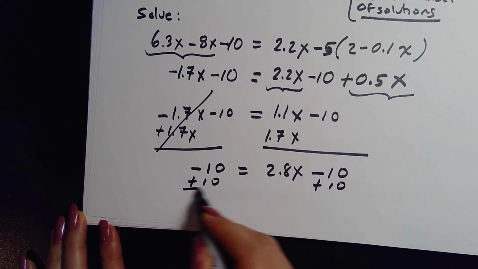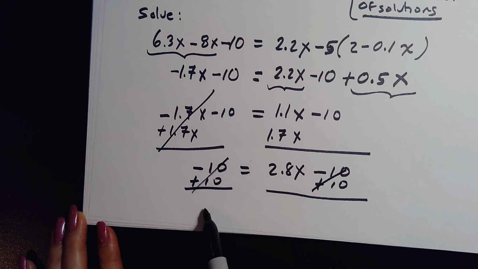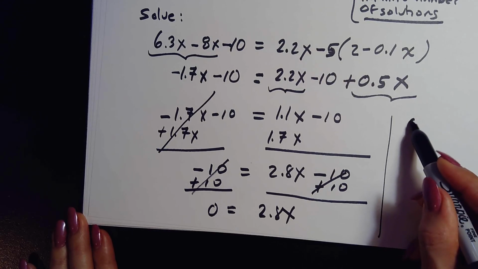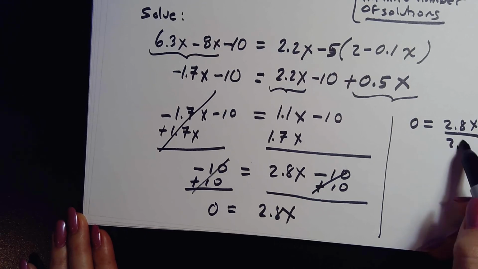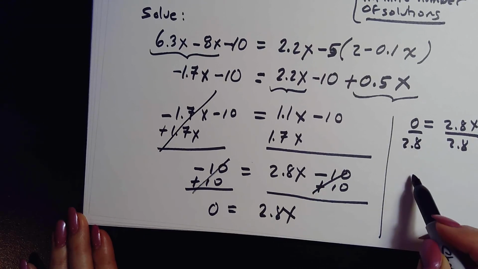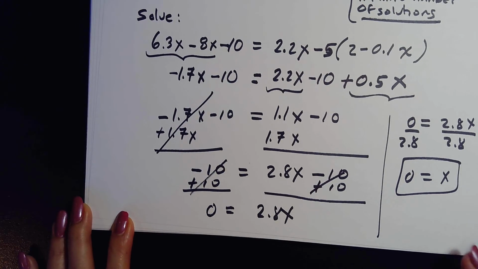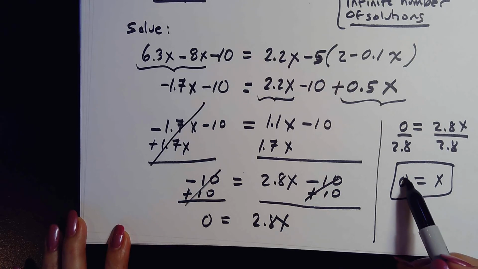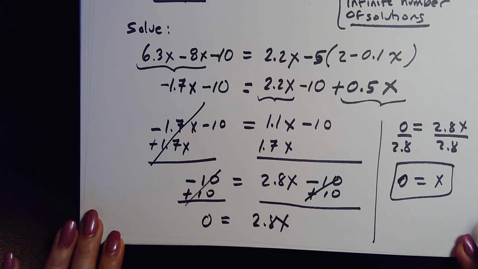We're going to add 10 to both sides, and that's going to get rid of the 10s on both sides here, right? So this is going to give me 0 here and 2.8x on this side. So we have 0 equals 2.8x. Dividing by 2.8 on both sides gives me 0 equals x as the answer. Now, this is an example of one solution, right? Because I have one solution, x equals 0, and no other solution is going to work.